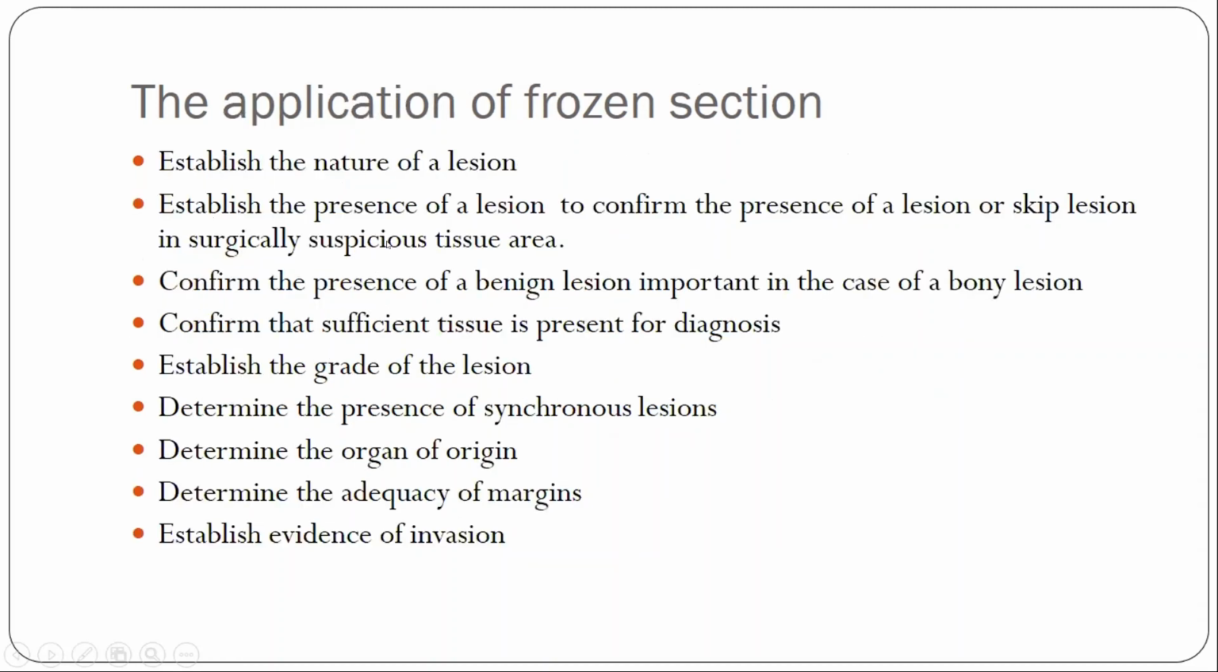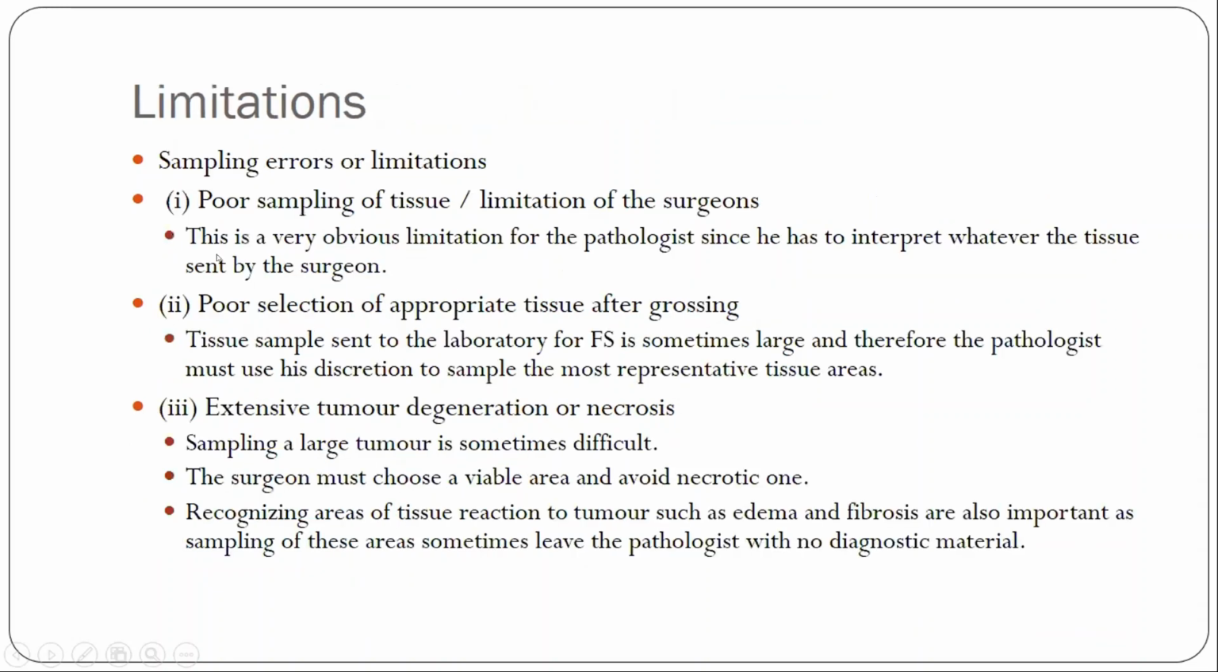Okay. Again, this is some of the application of frozen section: to determine the adequacy of margin, determine the organ of origin, and establish the grade of the lesion. And this is very true for the neuro side. They want to know whether this is a high grade or low grade.